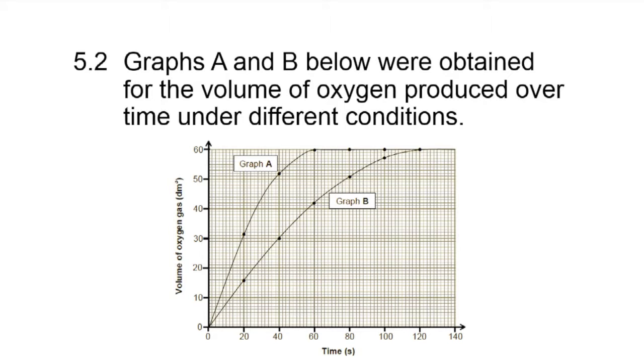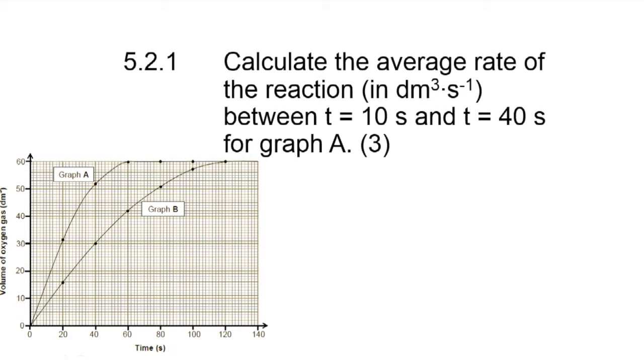Right, we've got graphs A and B below, obtained for the volume of oxygen produced over time under different conditions. So there you go. You've got volume, you've got time, and different conditions because you've got graph A and graph B. Calculate the average rate of the reaction in decimeter cubed per second between t = 10 seconds and 40 seconds for graph A. Be careful. So you concentrate on this graph here.